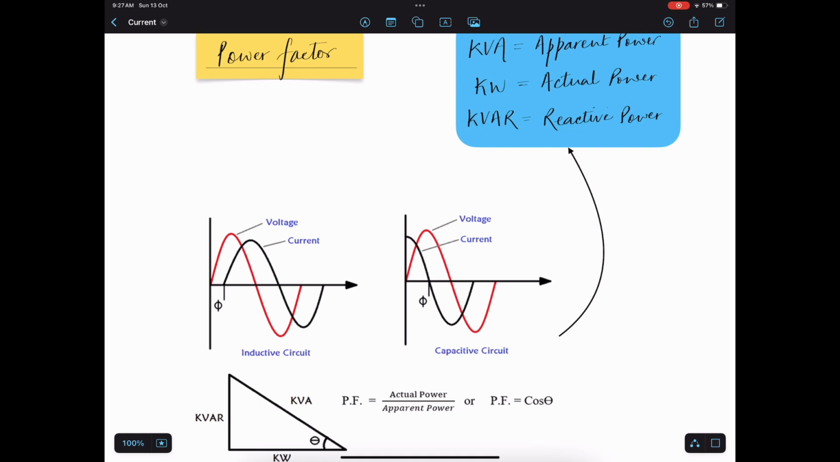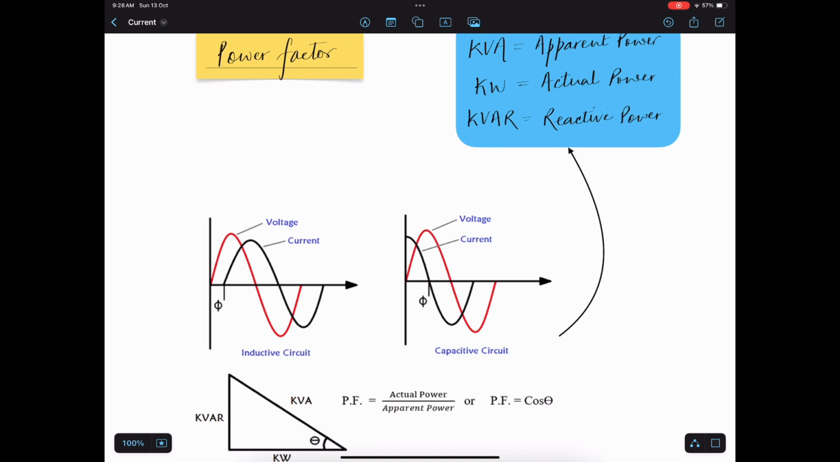So in this diagram, in this example, kVA is the apparent power, which is the total power supplied to the system. kW is the actual power, the power which has done some useful work. kVAR is the reactive power, which is the wasted power which could not be used.